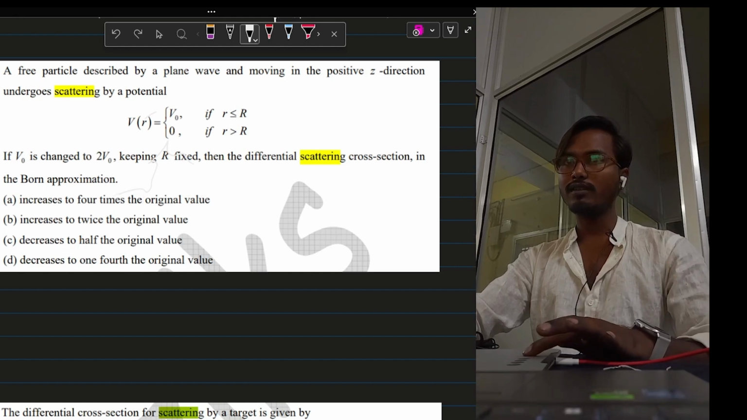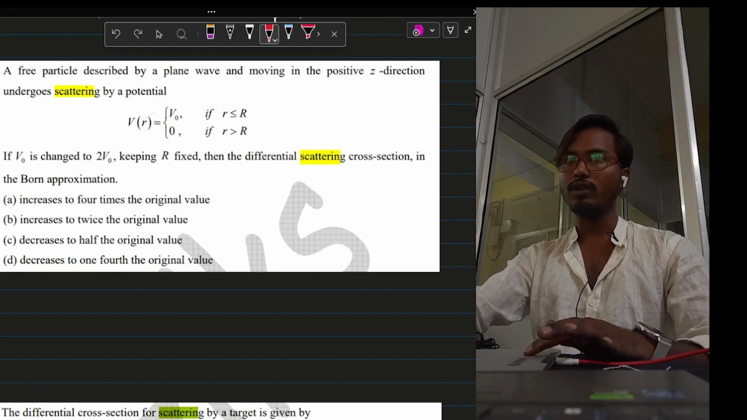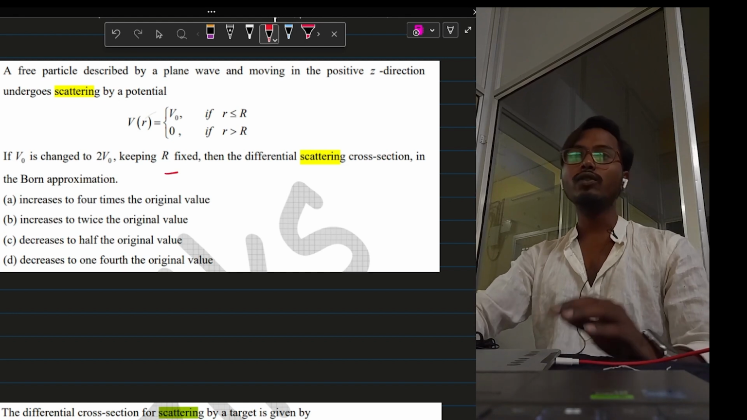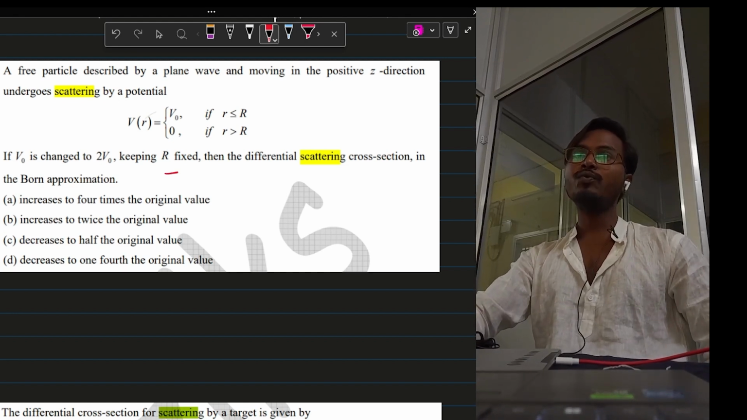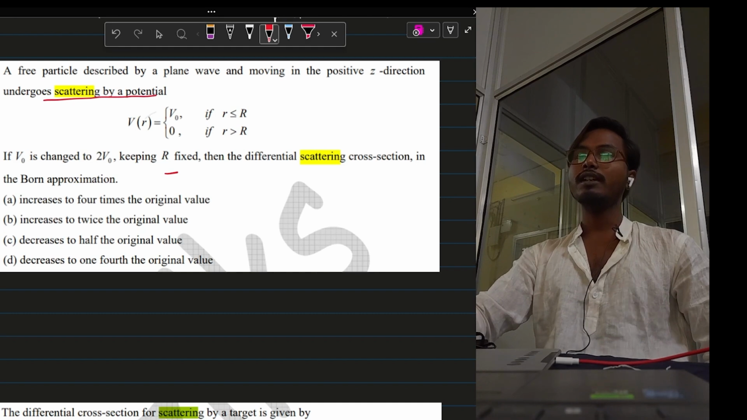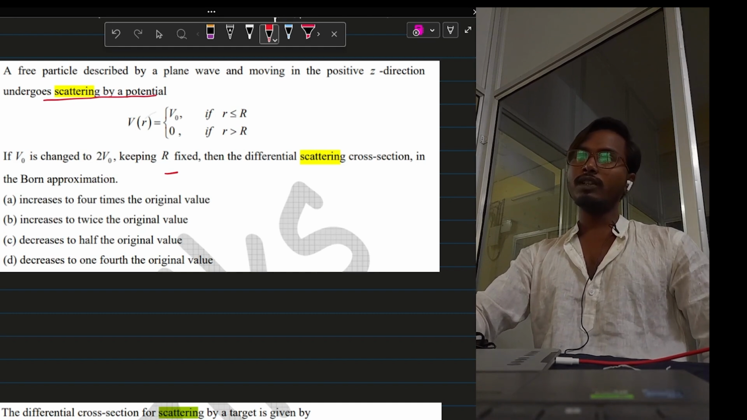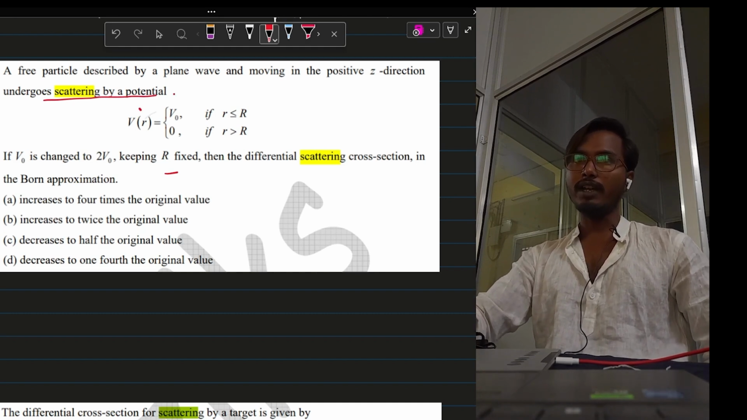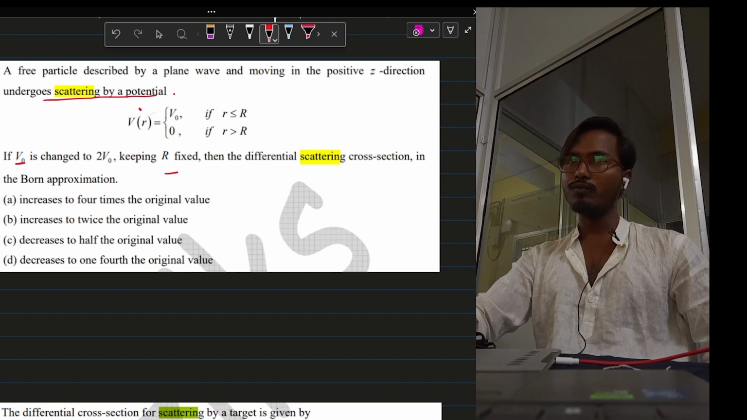I'm using white ink. Okay, the problem says a free particle described by a plane wave and moving in the positive z direction undergoes scattering by a potential. We have to change the value from V naught to 2V naught, keeping R fixed. Then the differential scattering cross section in the Born approximation.